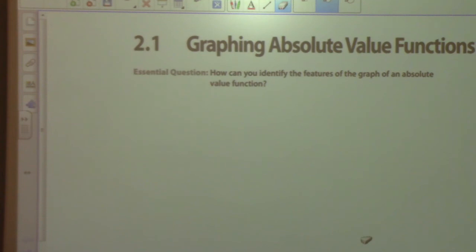Does anybody know what the graph of an absolute value function looks like? Yeah, so Rindy's going like this. That's what the graph, so a V shape is what the thing looks like. Like value. Like value, yes. All right.